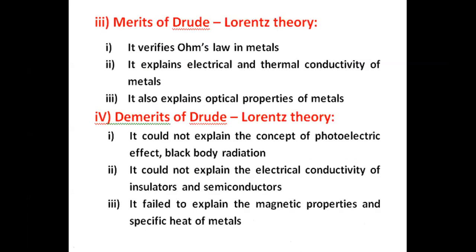Now let us try to understand the merits of Drude-Lorentz theory. By taking the postulates of this theory, they were able to verify Ohm's law in metals, which is an asset. Second, they were able to explain the electrical and thermal conductivity of metals, along with the optical properties of metals. These are the merits of this Drude-Lorentz theory.